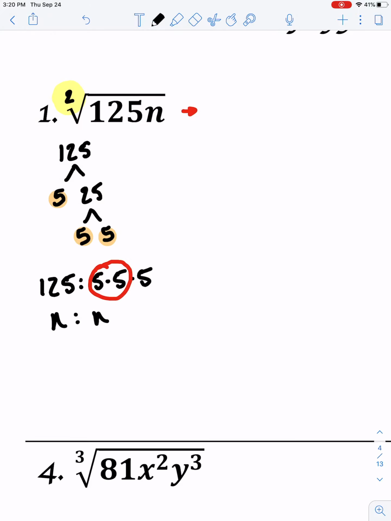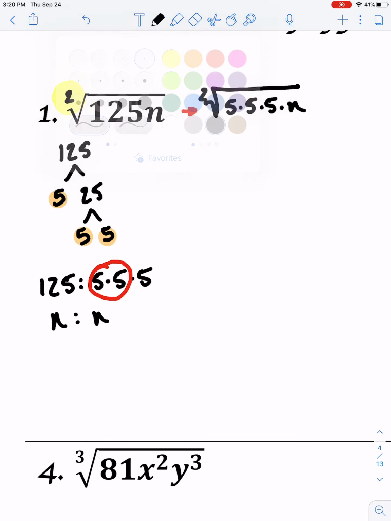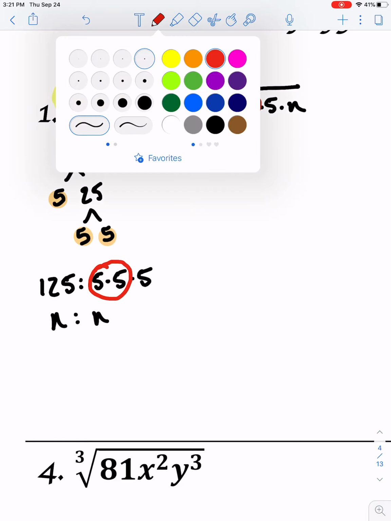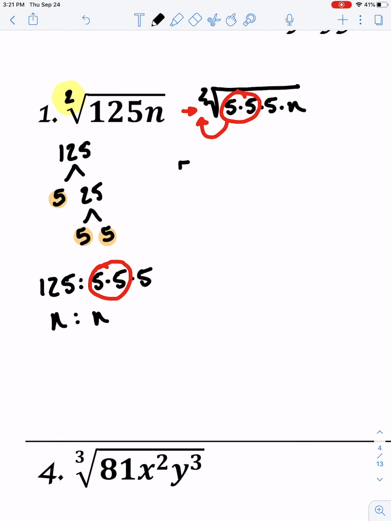So this is going to be the square root of 5, 5, 5 times n. I have one group of 5 circled. What I'm going to do with that group of 5 is bring it outside here. So it's going to be 5 times the square root of whatever's left over, you multiply, just like we did when we were factoring.